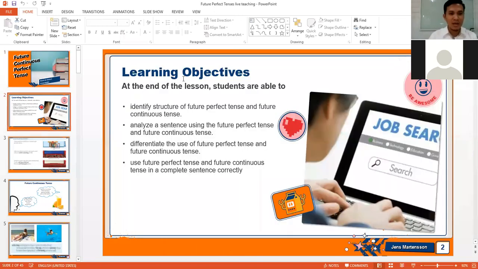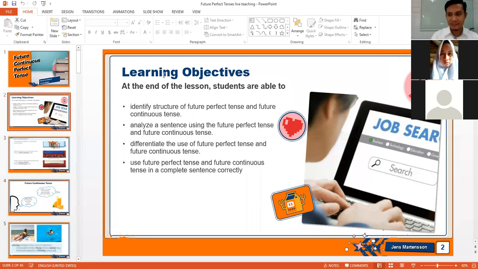At the end of this lesson, you will be able to identify the structure of future perfect tense and future continuous tense. Jadi strukturnya apa sih? Struktur atau the pattern, pola kalimat perfect tense and the pattern or pola future continuous tense.